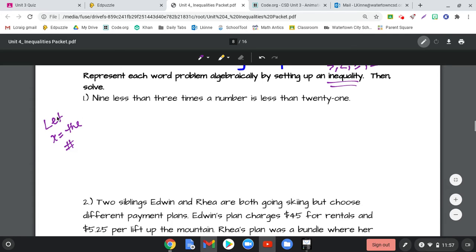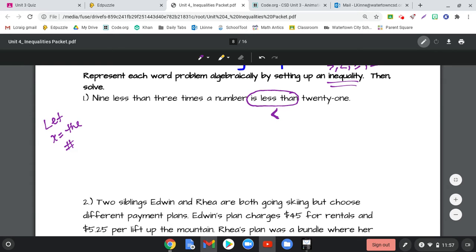Next, I usually find the equal sign, so now I'm going to figure out where my inequality goes. So 9 less than 3 times a number is less than 21. Kind of a tricky question the way it's written, but 9 less than something means we're going to subtract. But this whole thing is less than 21, so "is less than" is where your symbol's going to go. And I'm going to put my less than symbol. Looks like an L.